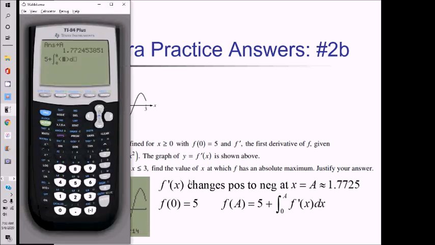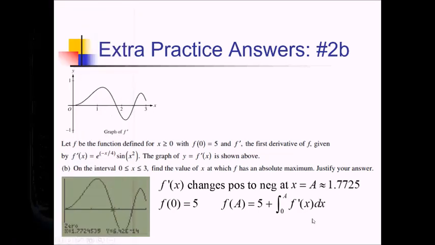So here I am back on the calculator. I've got 5 plus, I did math 9, integral from 0 to alpha A. And then let me do alpha trace for my y menu, and I'll just press enter to get y1. We'll put a dx there. And then enter. This gives me about 5.679, which is bigger than 5. So right now, the x value a is winning this battle for absolute maximumness.